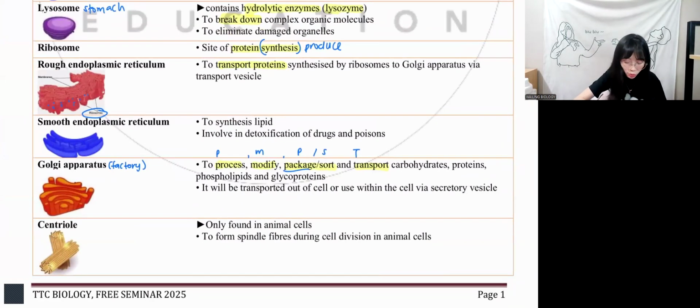So if you put it into a sequence, this ribosome, rough ER, and Golgi Apparatus, they always ask about the relationship. Because they're always together, right? They have a relationship. All of these three things here, they are related to protein. Ribosome synthesizes protein. Rough ER transports protein. Golgi Apparatus modifies protein. Everything here is related to protein.